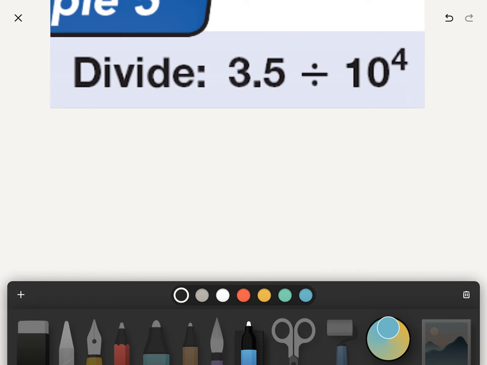So, yes, this just means divided by 10,000, which really just means moving your decimal place over by 4 places. So you take your decimal and just go 1, 2, 3, 4.